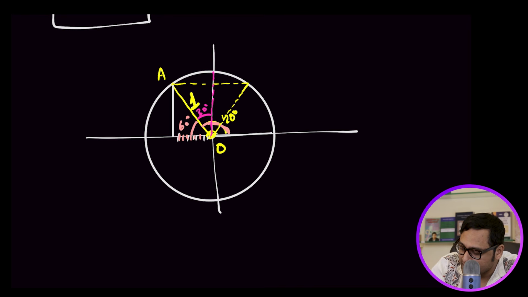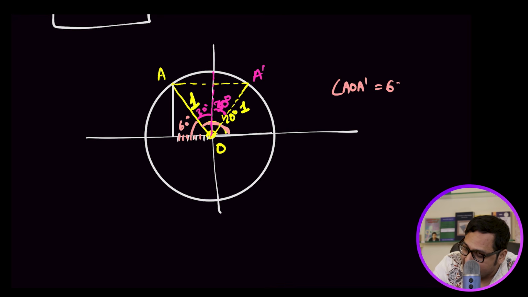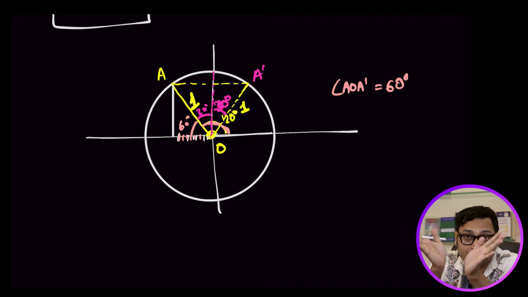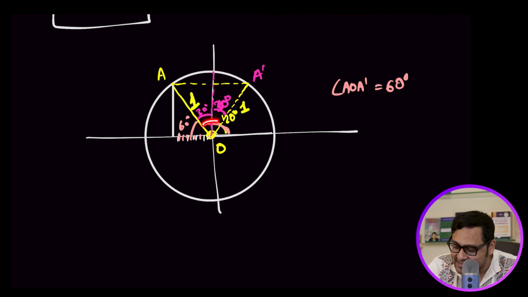If this is 1, then this is also 1 because it's a radius. If this is 30 degree, then this much is also 30 degrees. So the angle, let's call it A prime, the angle AOA prime is 60 degree. And the other two angles must be also equal of this triangle, right? Because in isosceles triangle, the two sides are 1 and 1. So it's an equilateral triangle. This is 60, this is 60, this is 60. So all the sides are equal.